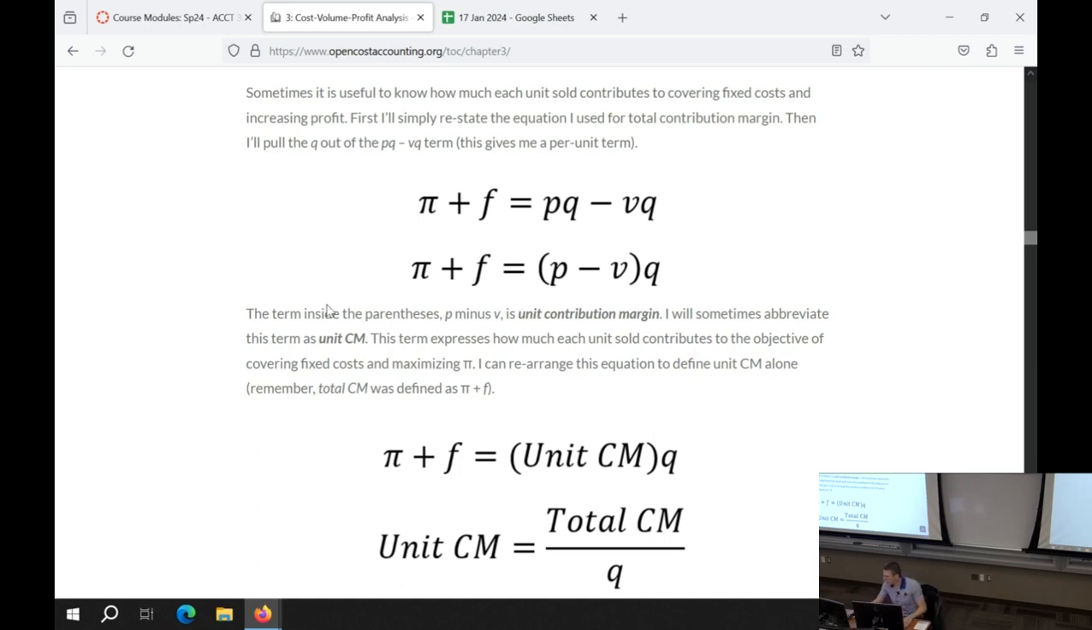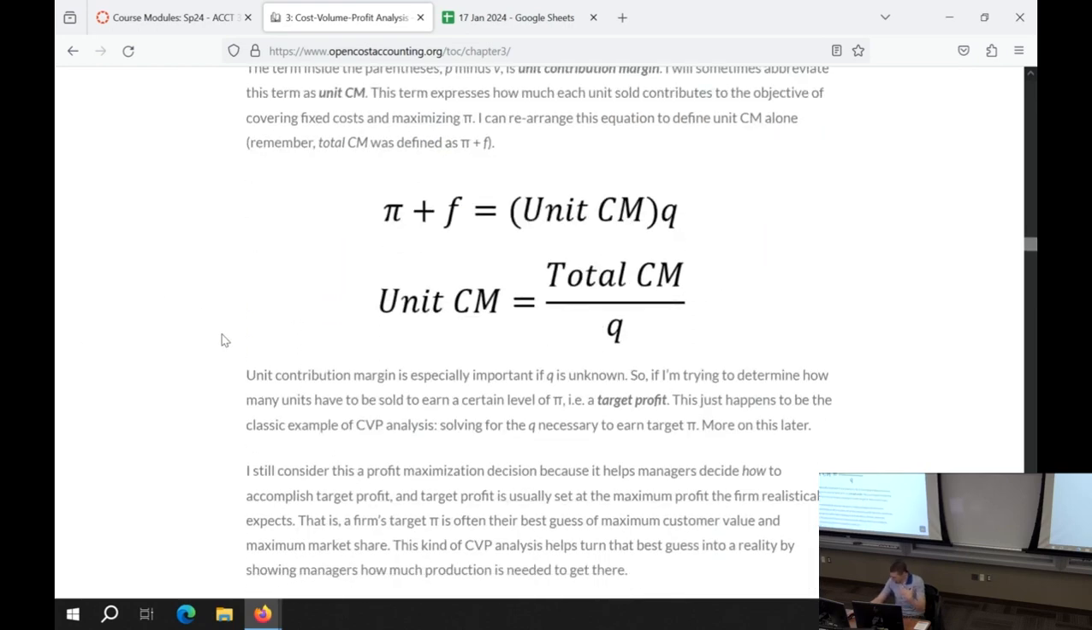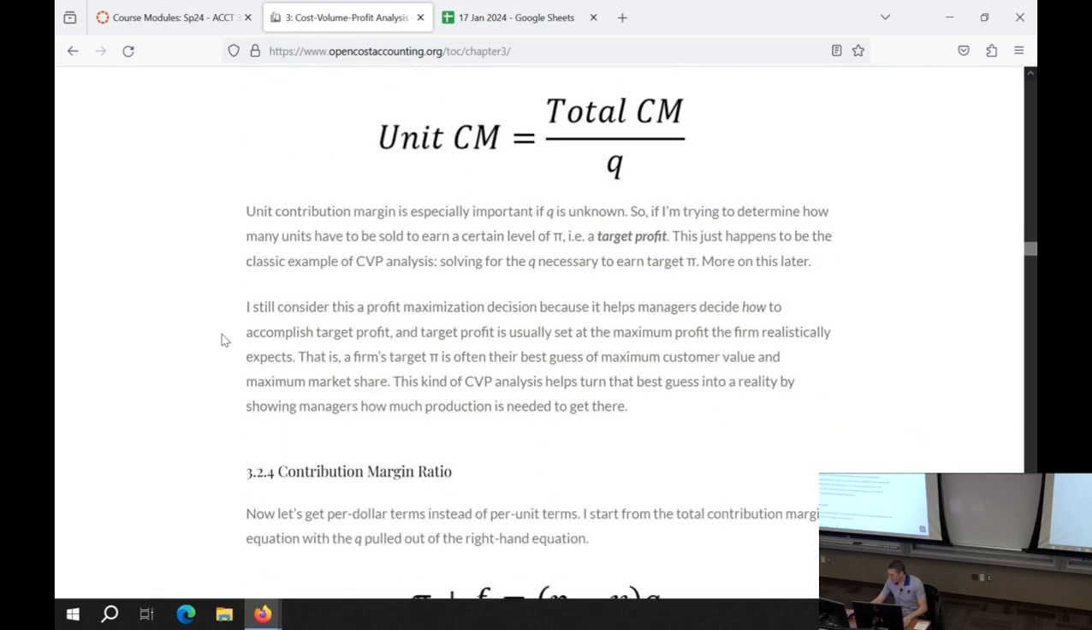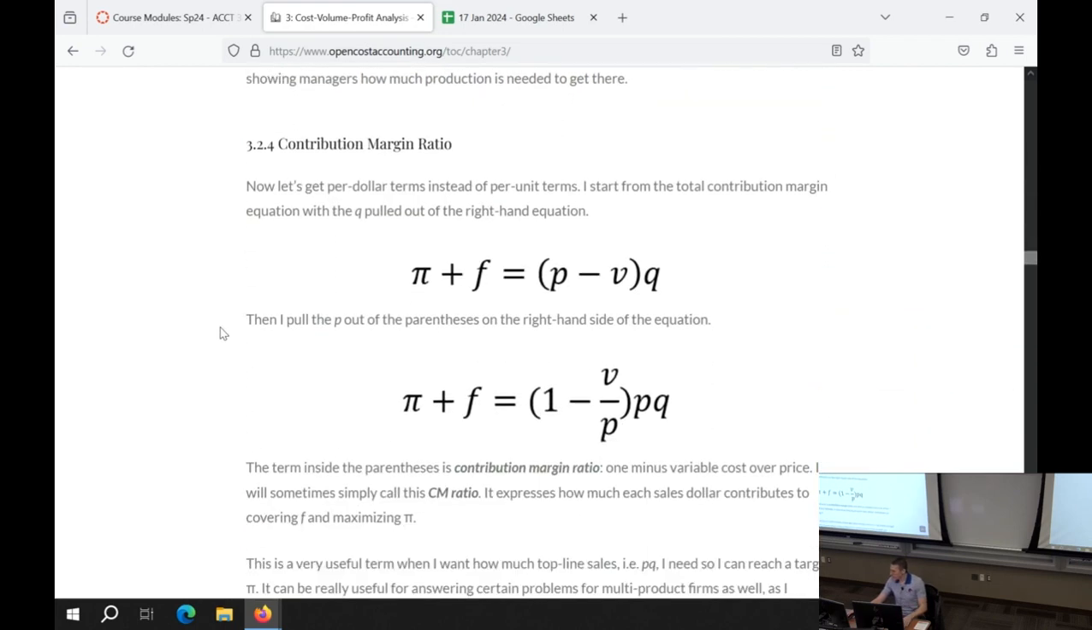That sounds like a pretty significant social good for the people. So we have unit contribution here on a unit basis. Unit CM and total CM are incredibly important concepts here, and we can also do it on a ratio basis.